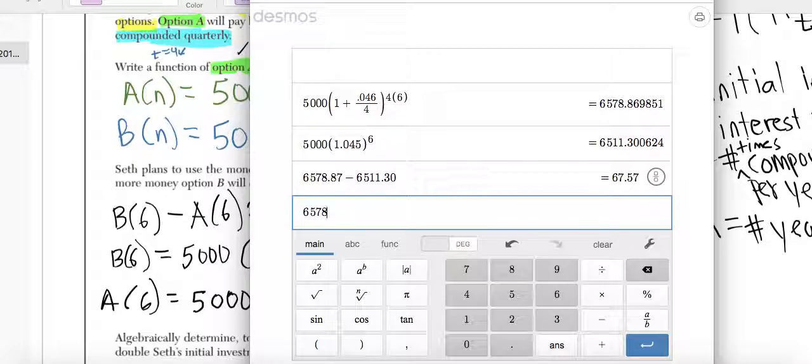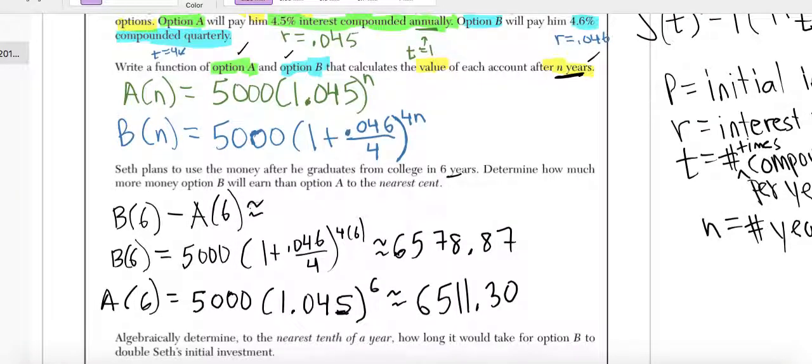So 6578.869851 minus 6511.300624. Let me make sure I got that. It's still about 67.57. So either way it rounds to 67.57.